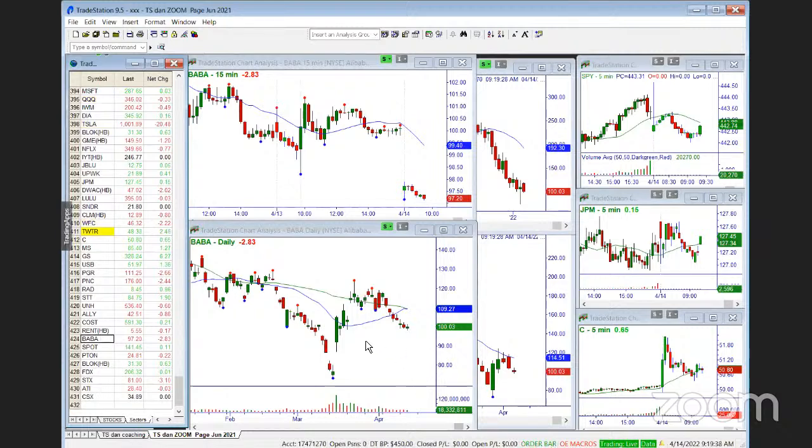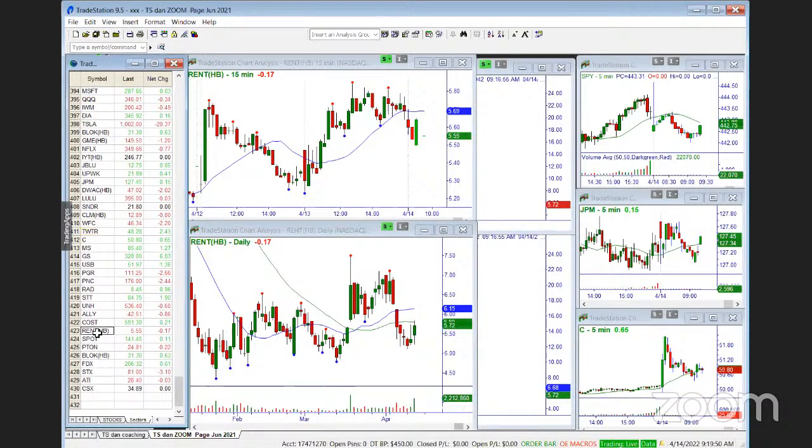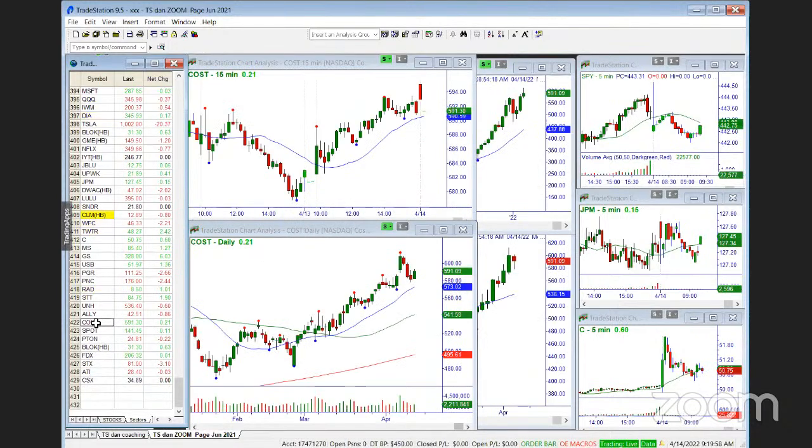Baba, more China news, whatever, causing a gap down. That's a dangerous sector to trade. China. Rent had earnings. That's a big old mess. No interest. Costco. They did something, same store sales or something or other.